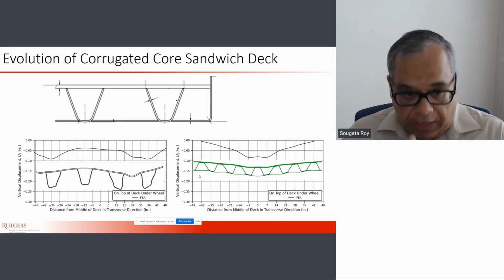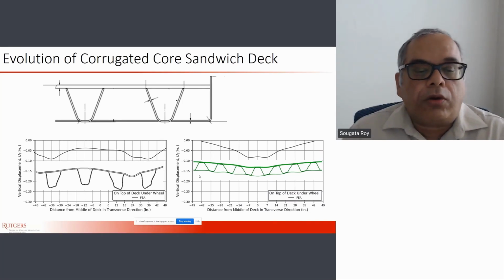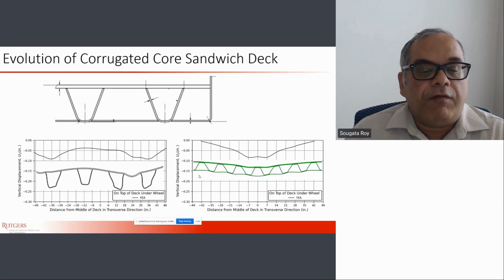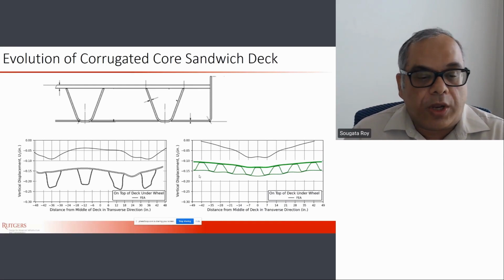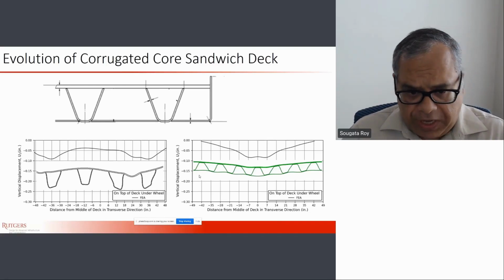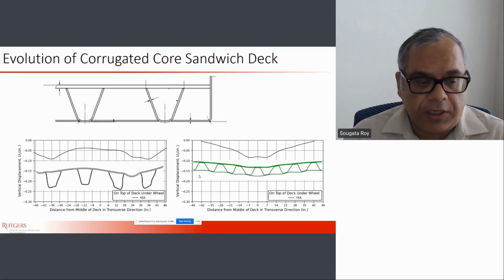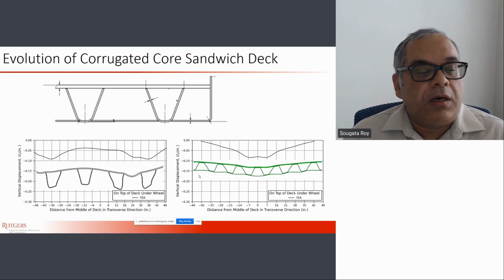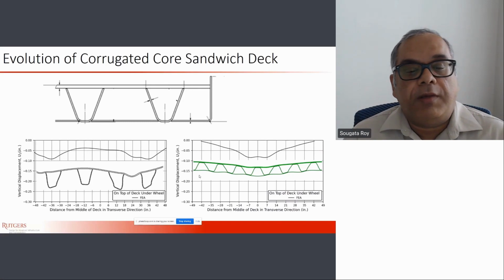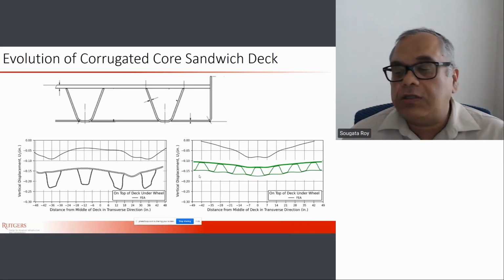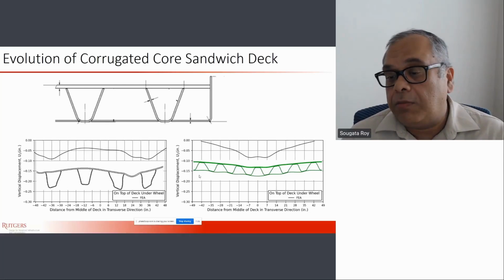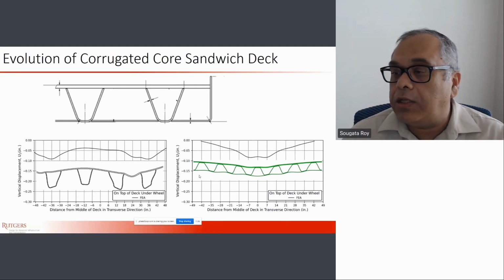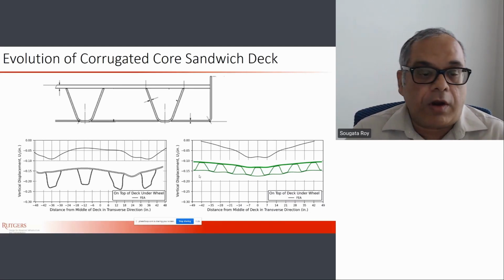I am showing on the right side a corrugated core deck where you have a deck plate, a bottom plate, and the corrugation in between. If we can build a deck like that, the stiffness goes up dramatically. The left figure and the right figure are both to scale, so you can see the difference in deck thickness, whereas the displacements of both decks are pretty comparable, because both are about 0.1 inch under HL93 or wheel loads or truck loads.